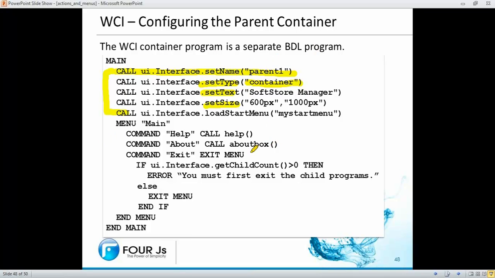And then down here at the bottom, notice we've got some logic. If UI.interface.getChildCount is greater than 0, then you must first exit the child programs. What they're addressing there is the idea that if a user picks a menu option and closes the parent container, any child programs launched are also automatically stopped. Of course, you may not want them stopped, and it will create a runtime error. So what they're doing here is making sure that a user doesn't inadvertently close the parent container by picking exit when there are still child applications or child windows associated with that parent container. Otherwise, they'll all shut down and you'll get a runtime error.